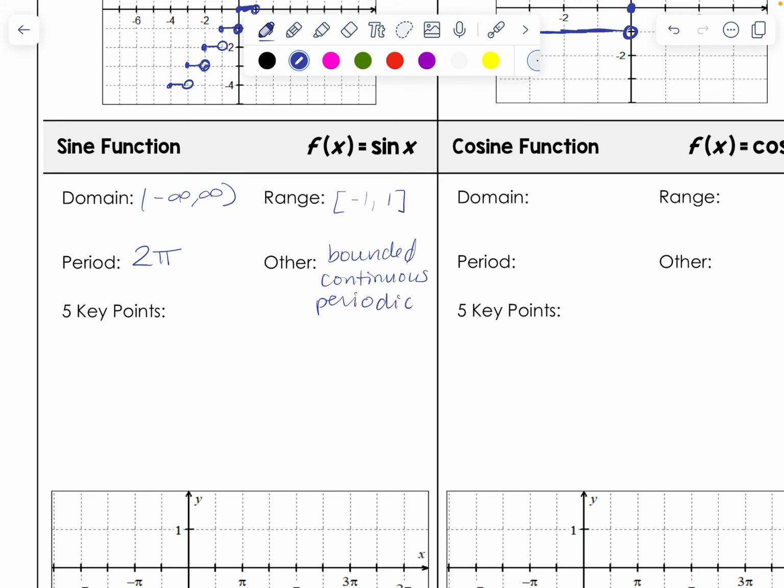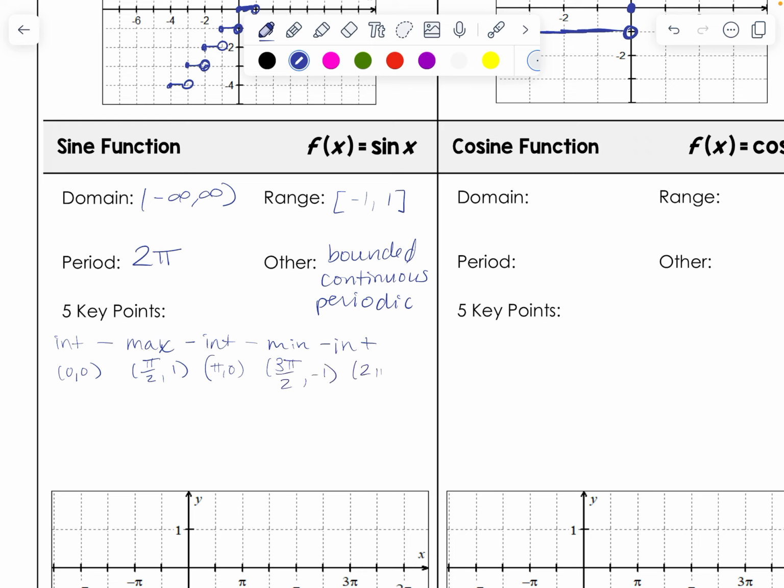Okay, there's 5 key points. We have an intercept, a maximum, and this is kind of the pattern it follows. There's another intercept, there's a minimum, and then there's an intercept, and that happens at 0, 0. At pi over 2, 1 is the maximum. At pi, 0 is the intercept again. At 3 pi over 2, -1 is the minimum value.